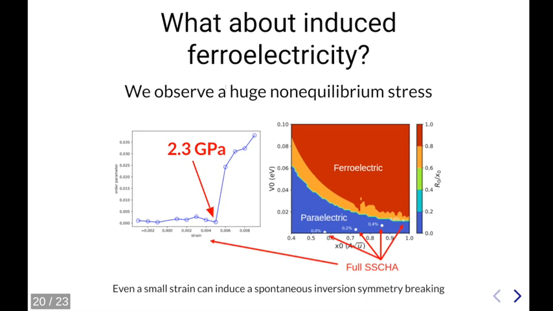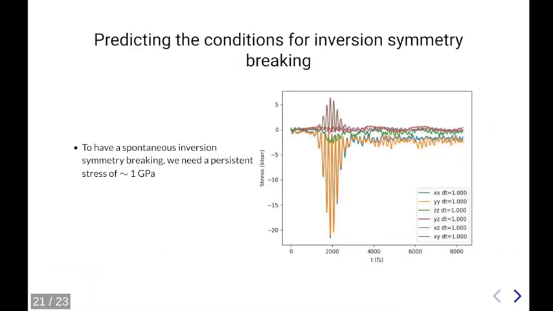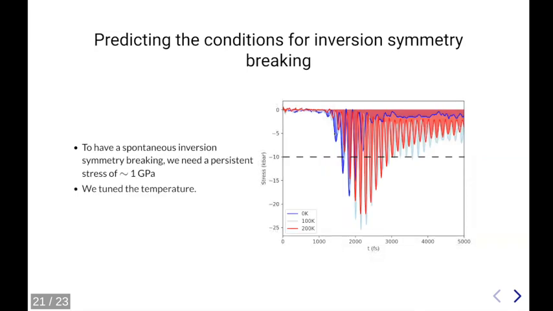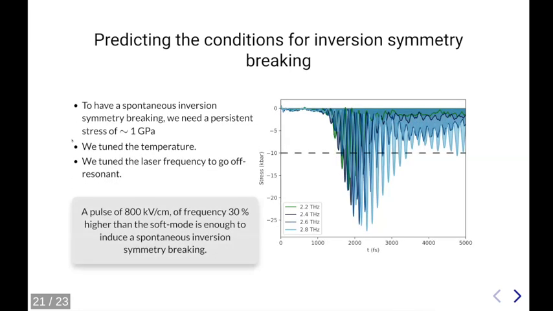The interesting thing is that to have a spontaneous inversion symmetry breaking, we need a persistent stress of the order of 1 gigapascal. To explore if this is possible, we tune the temperature, and we see that going from 0 Kelvin to 100 or 200 Kelvin changes the stress completely. The stress generated is much higher and very close to the threshold that can sustain the ferroelectric phase.